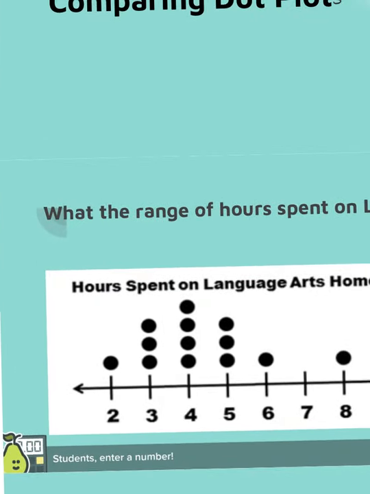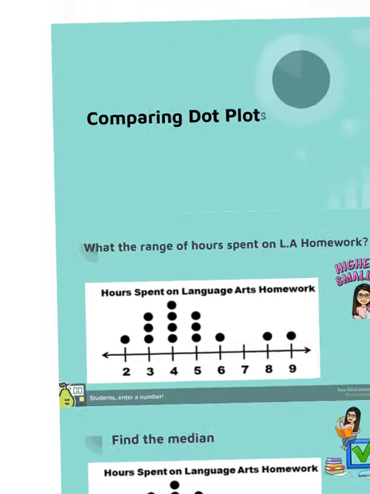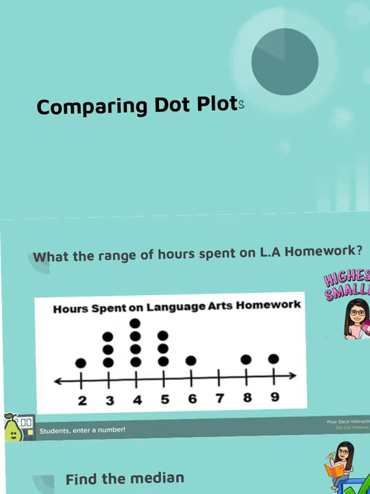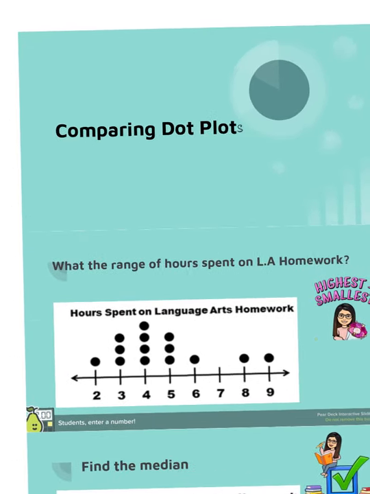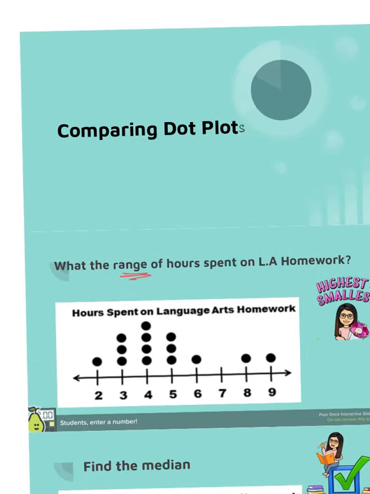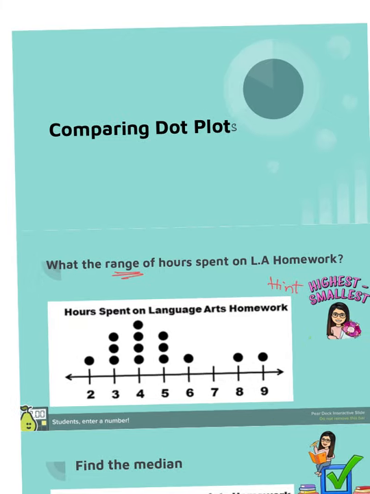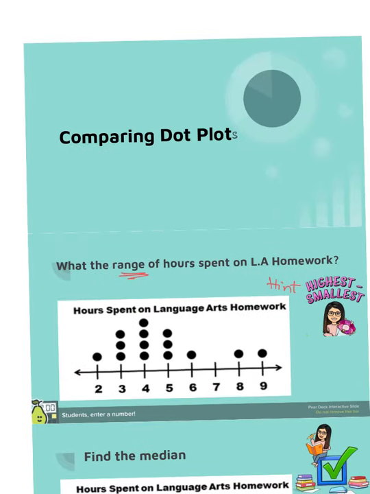Number 1. What is the range of hours that you spend on the language art homework? Okay, you are finding the range. Remember, how do you find the range or the spread of the dot plot? Here's the hint for you. Take the highest value and subtract the smallest value. Go ahead and do that. Pause the video and type in the answer.